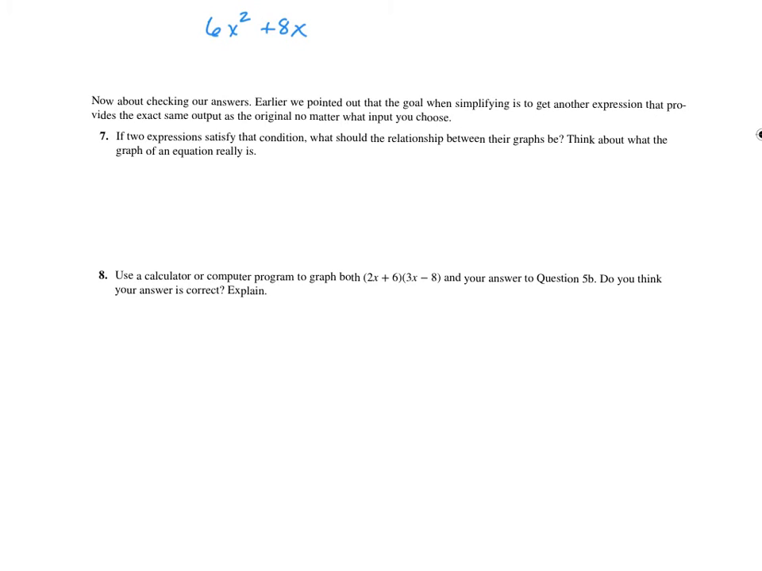Now about checking our answers. Earlier we pointed out that the goal when simplifying is to get another expression that provides the exact same output as the original no matter what input you choose. So if two expressions satisfy that condition, what should the relationship between their graphs be? Well, they would have to be the same. If the expressions are the same, those graphs would have to look the same.